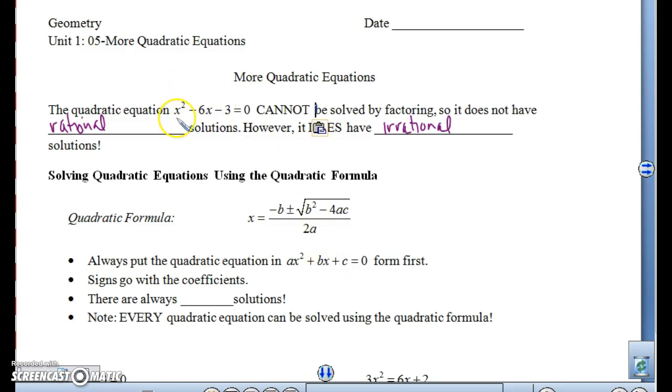When you have, for example, x squared minus 6x minus 3, a is 1, b is negative 6, c is negative 3. And there will always be two solutions. You'll have a something plus a square root and something minus a square root when you work with that. Now, every quadratic equation can be solved using the quadratic formula. So if you can factor, factor, but if you're really stuck, use the quadratic formula. It'll work on every single quadratic, whether it's factorable or not.